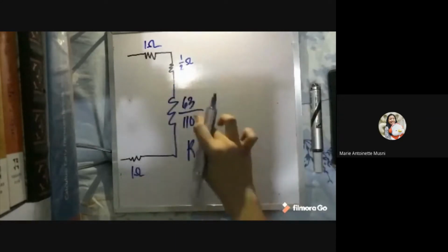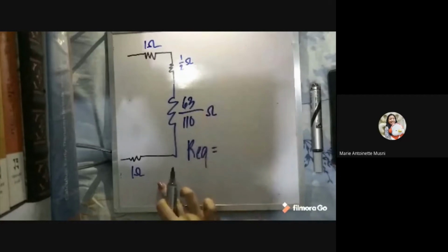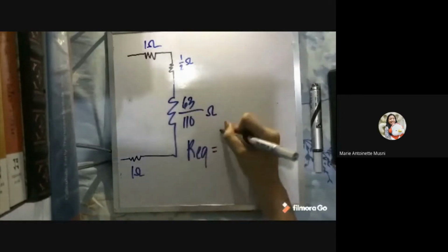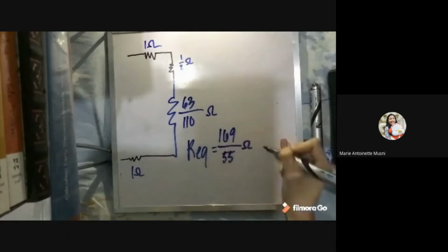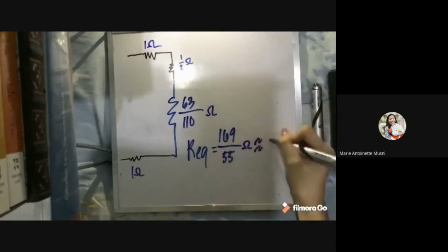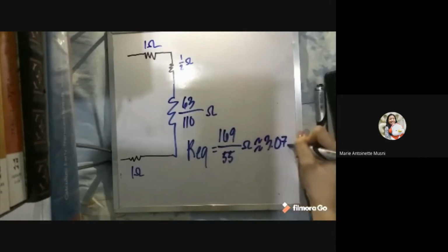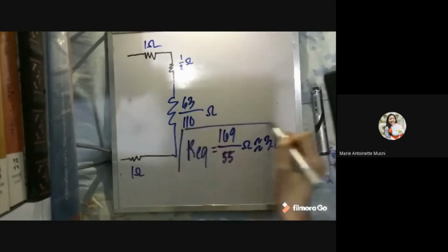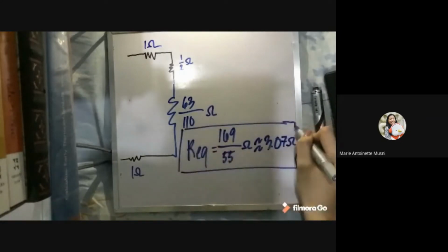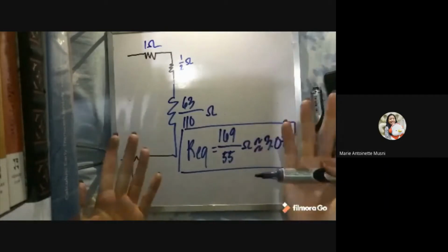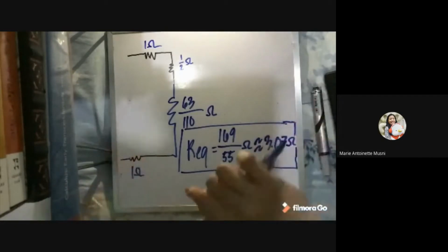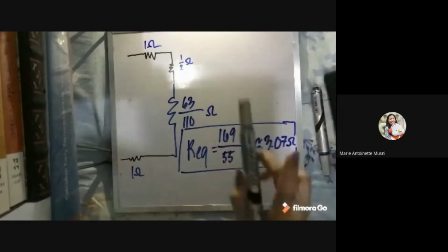Now all our resistors are connected in series, so we can easily calculate our equivalent resistance finally by getting the sum of these four resistors. So that's 1 plus 1/2 plus 63/110 plus 1, and that's going to give us a value of 169/55 ohms. And we can approximate that to 3.07 ohms. So that is our equivalent resistance for the original resistor ladder network. So that is all. Thank you.